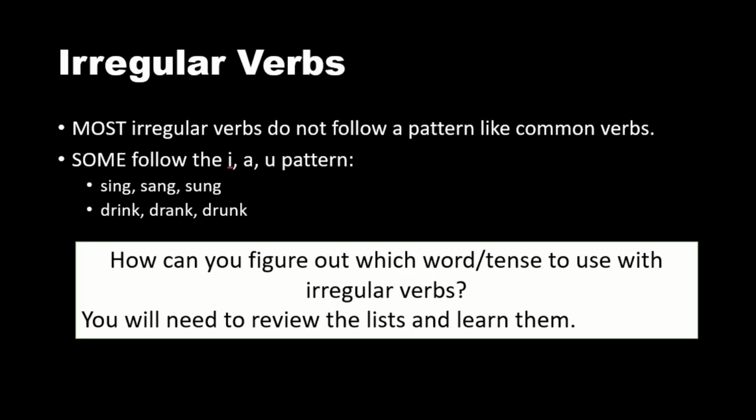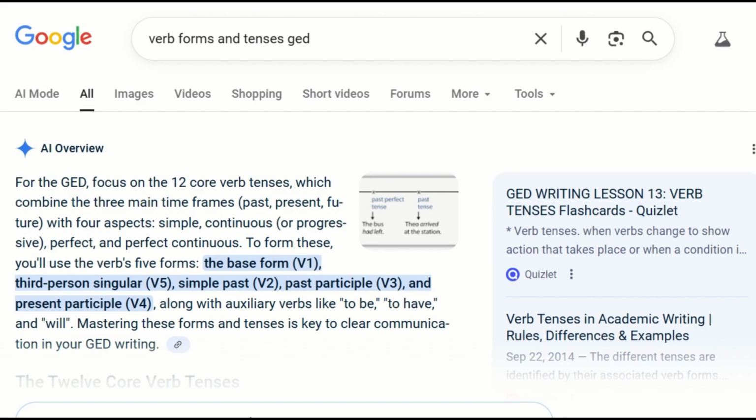Next up is irregular verbs. And the thing with irregular verbs, folks, is that they don't follow a pattern like most verbs do when it comes to their past participle forms. So when it comes to these irregular verbs, what you're going to end up needing to do is basically find a list that has common irregular verbs and study it. And like always, folks, please use technology wisely. I came over to Google, like we saw earlier. I searched verb forms and tenses for GED.